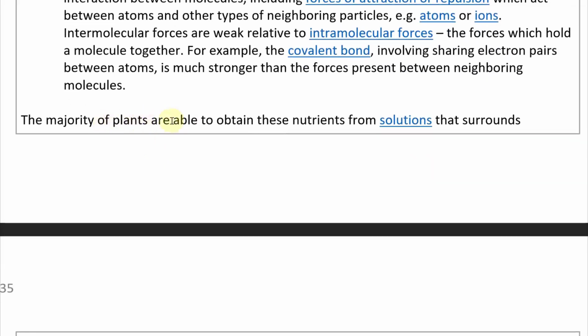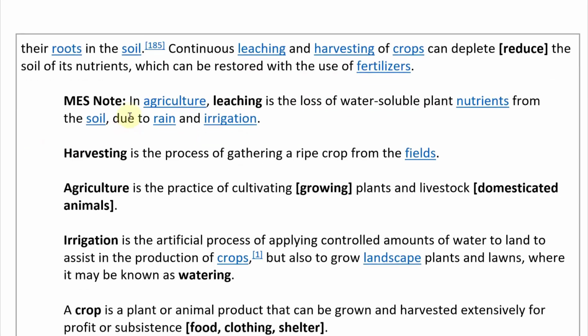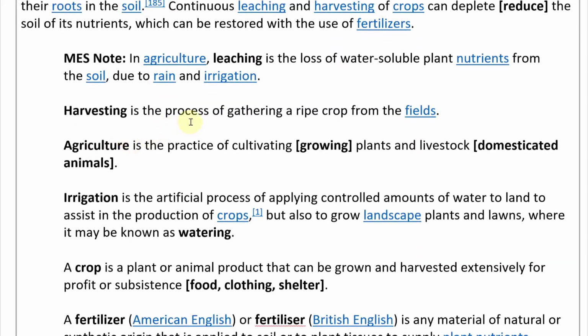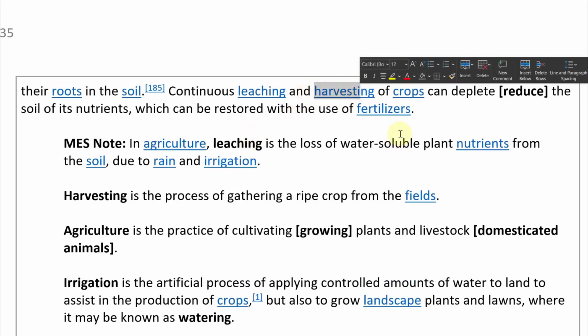So, the majority of plants are able to obtain these nutrients from solutions that surround their roots in the soil. Continuous leaching and harvesting of crops can deplete or reduce the soil of its nutrients, which can be restored with the use of fertilizers. So in agriculture, leaching is the loss of water-soluble plant nutrients from the soil due to rain and irrigation. And harvesting is the process of gathering a ripe crop from the fields. Yeah, so that's just gathering the crops there. Leaching is a loss of water-soluble plant nutrients.